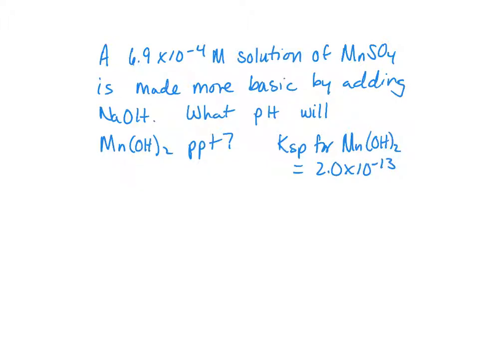Okay, so let's say we have a solution of manganese sulfate that's 6.9 times 10 to the minus 4 molar. To that solution, we're going to add sodium hydroxide, and it's going to, of course, increase the hydroxide ion concentration. And I want to know at what pH will manganese hydroxide precipitate. We have a Ksp value for that salt.